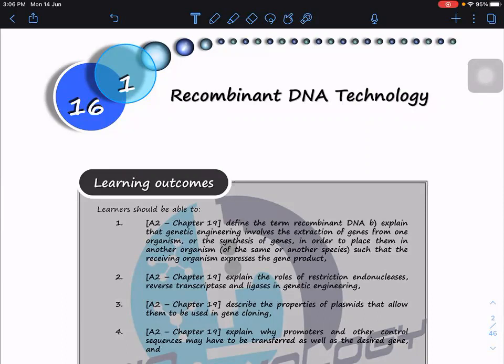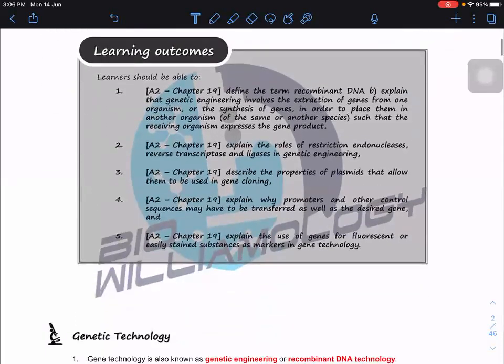So what are our learning outcomes for today? We may not be able to complete everything within the 2 hours for today. So let us look at the learning outcomes that we need to know here. First, we need to define the term recombinant DNA. What does recombinant DNA mean? Sometimes we write it as rDNA, the r stands for recombinant. It's still DNA, but what is meant by recombinant?